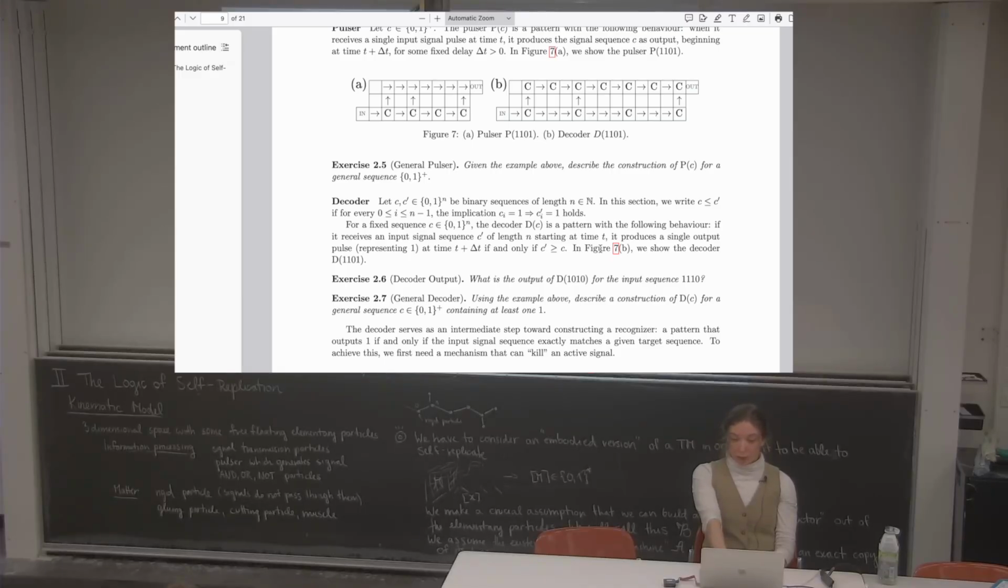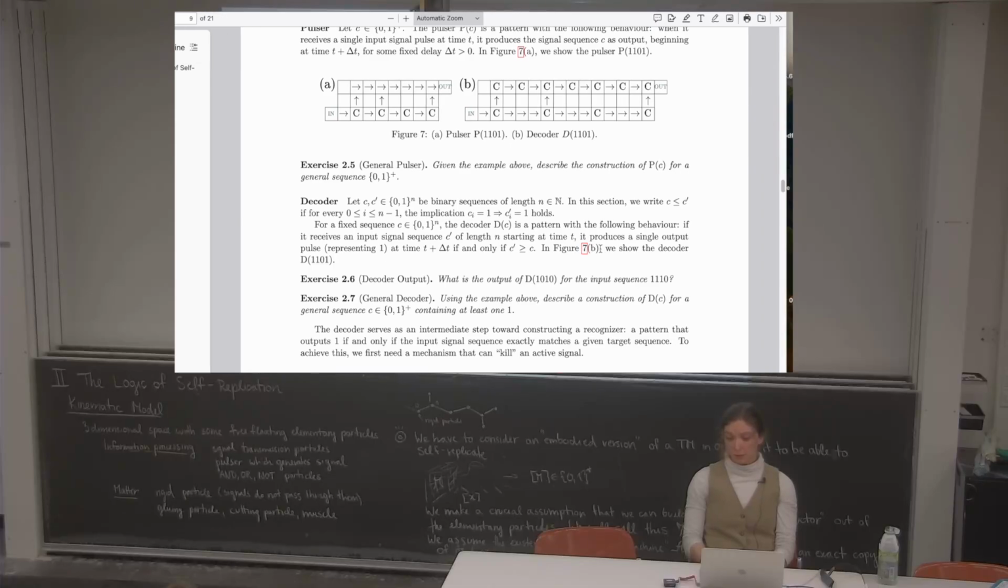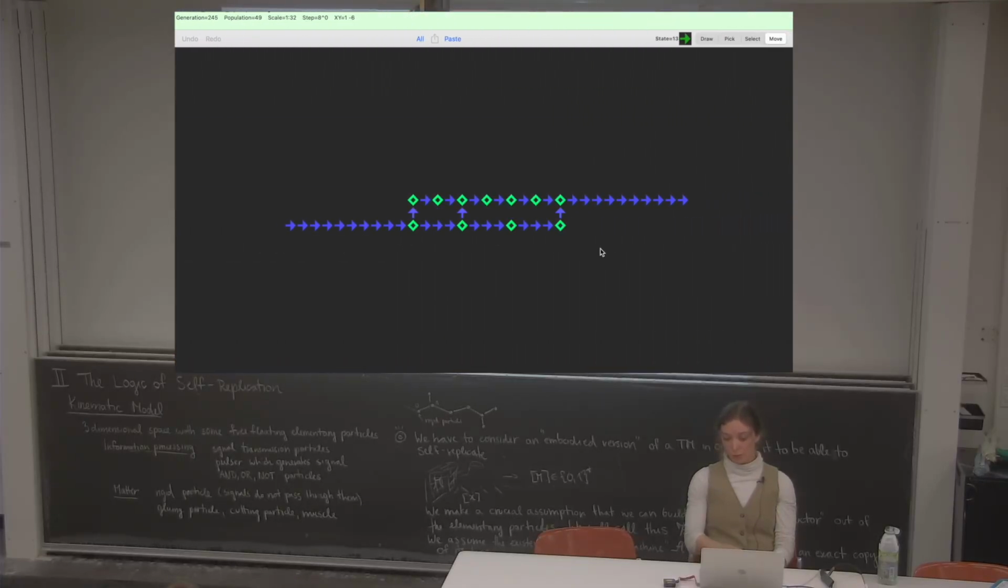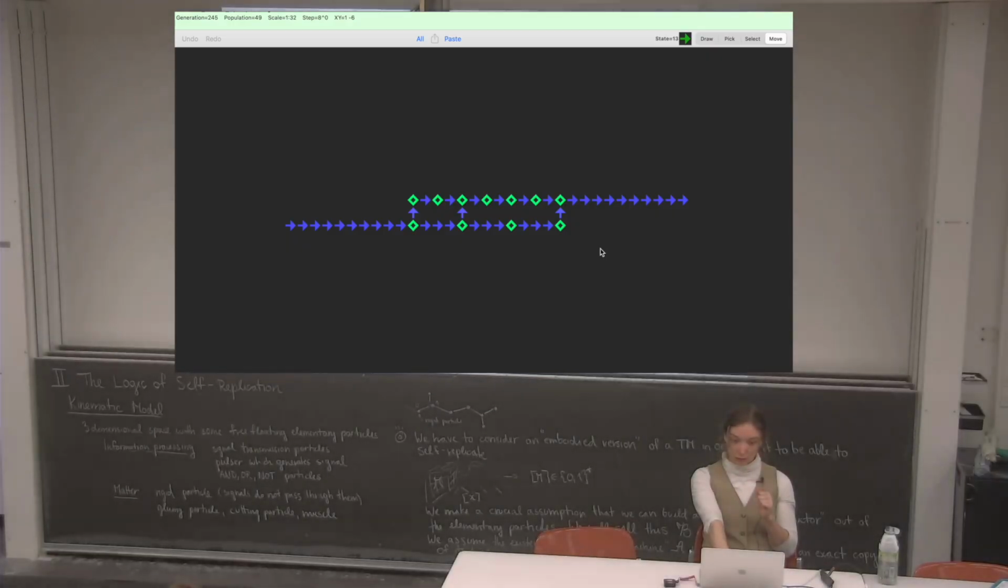As you have noticed, we have not yet found a way to kill signals, so it is not possible to transform a sequence of active signals into inactive signals. This is why this decoder cannot recognize only one precise sequence, but can recognize all sequences that are more active than the sequence it encodes. So here we have a decoder that is connected to the sequence 1101. And indeed, if we put on the tape the sequence 1101, the signals will meet each other in such a way.